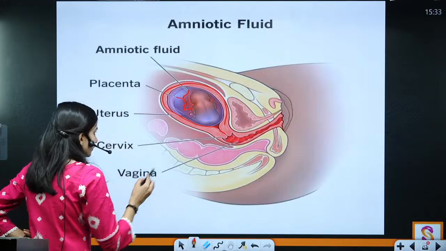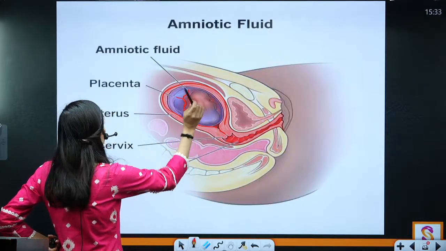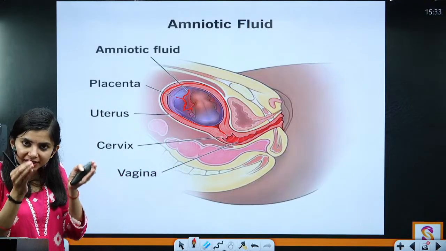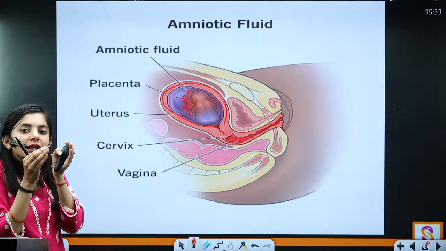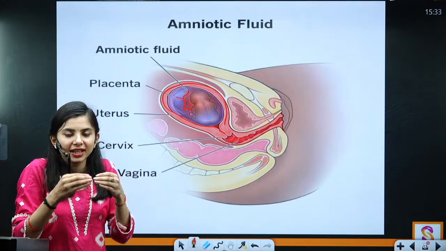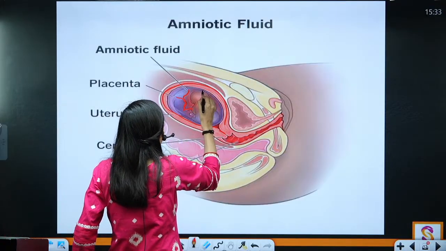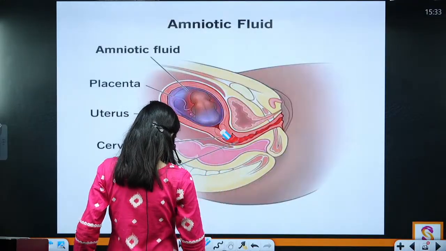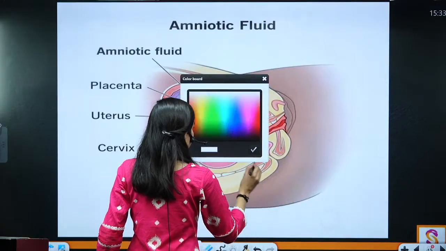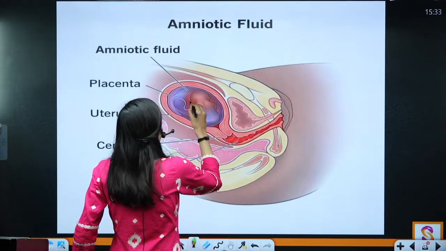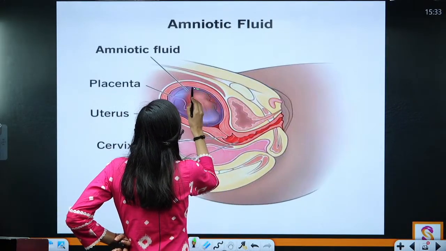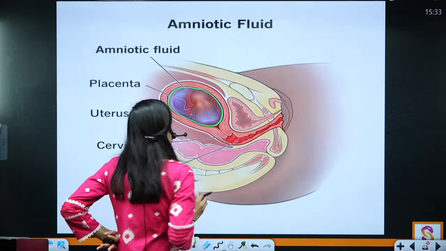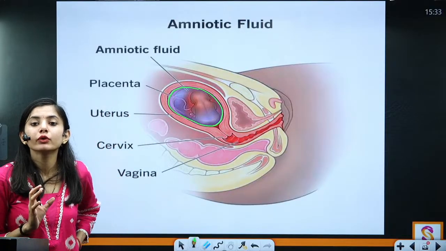Now, the child is preserved in some sort of layer. So there is the chorion, and after the chorion there is the amnion. The amnion is the layer which is attached to the child, and this is specified as a packet. So here, if you can see this layer, this is the amnion.